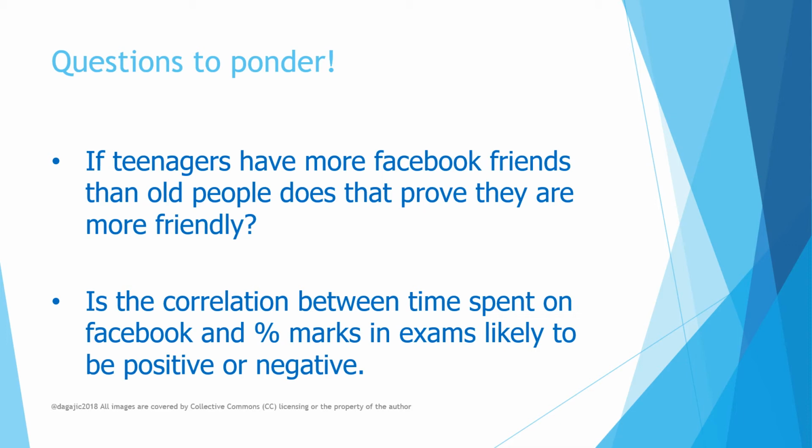Another question then, is the correlation between time spent on Facebook and the percentage marks in an exam likely to be positive or negative? So if we think about this, it's likely that it would be a negative correlation because the implication here, and it's the third variable, is if you're spending lots of time on Facebook, then you're not spending much time revising and studying. So we'd expect the more time someone was on Facebook, the less percentage marks they'd get in an exam. But obviously it's only a relationship, and the third variable is how much time is spent studying.